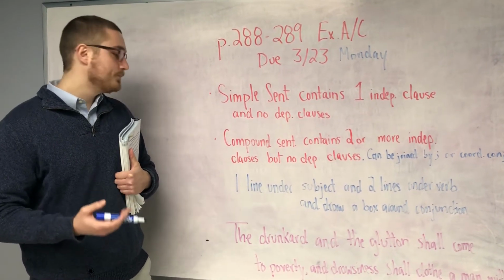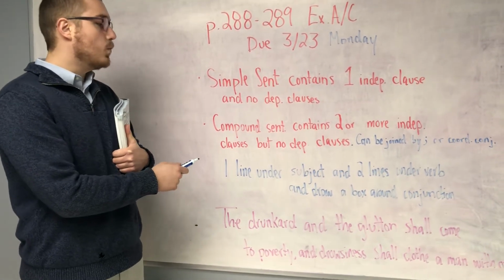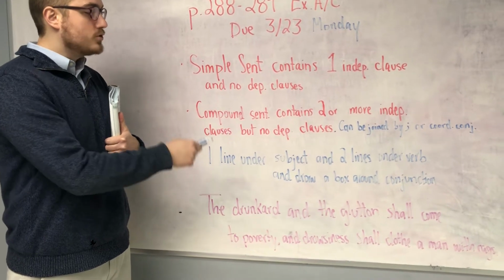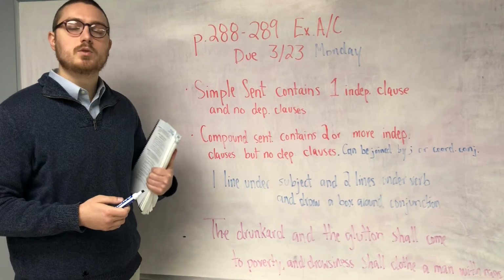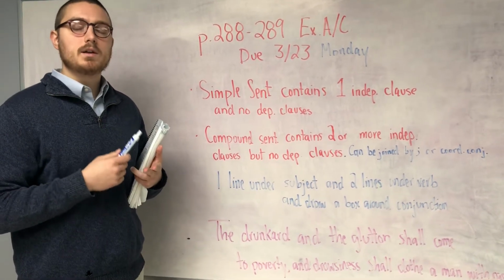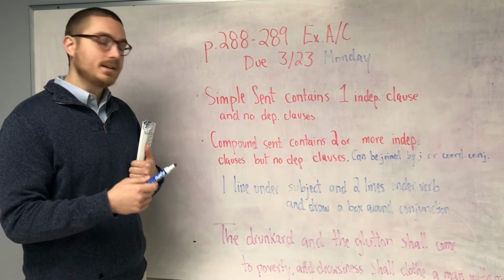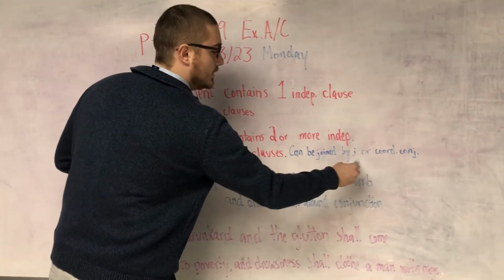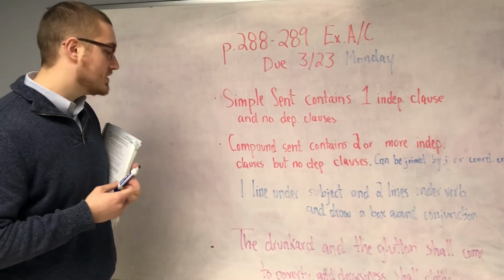It needs more. Okay, so what we have to do here for this exercise is draw one line under the subject, two lines under the verb, and then draw a box around the conjunction, the coordinating conjunction, which is oftentimes going to be words like and, but, and or. And if it's not joined by a coordinating conjunction and it's a compound sentence, it's always going to be joined by this semicolon here. So we need to be on the lookout for either a coordinating conjunction or a semicolon.